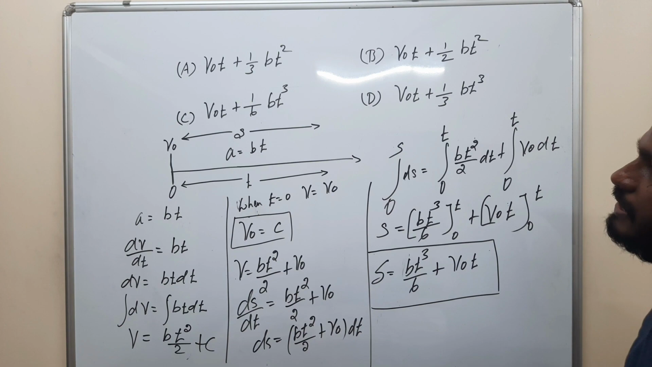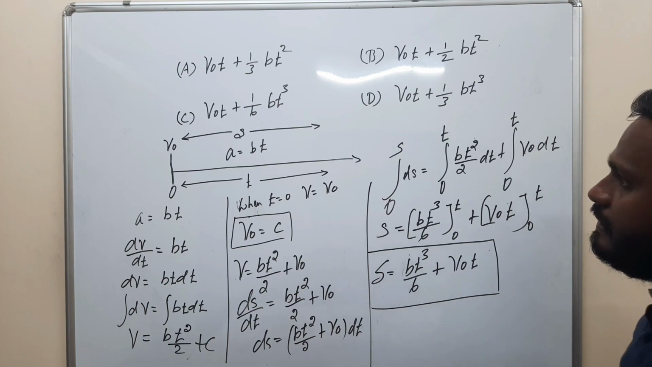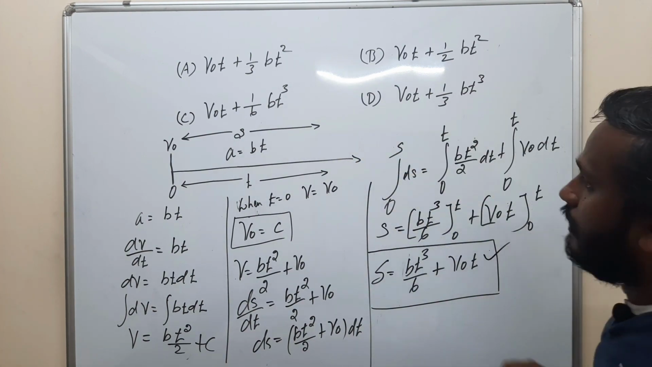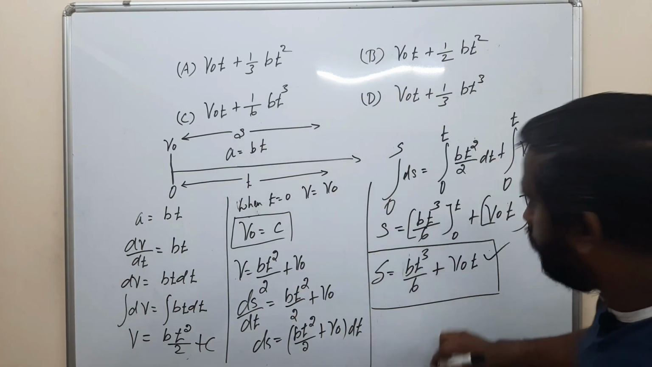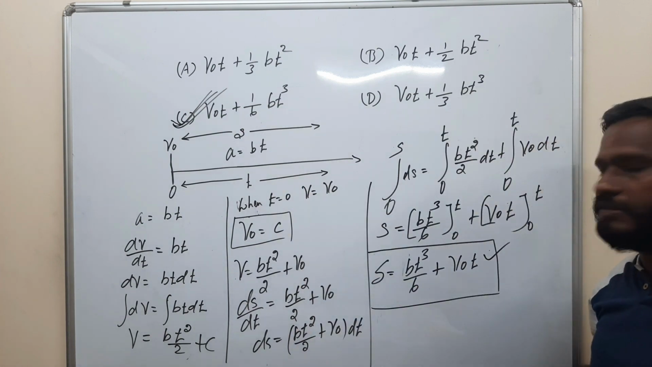So compare the options. In option C, v0 t is there, then 1 by 6 bt cube. So option C is the correct answer.